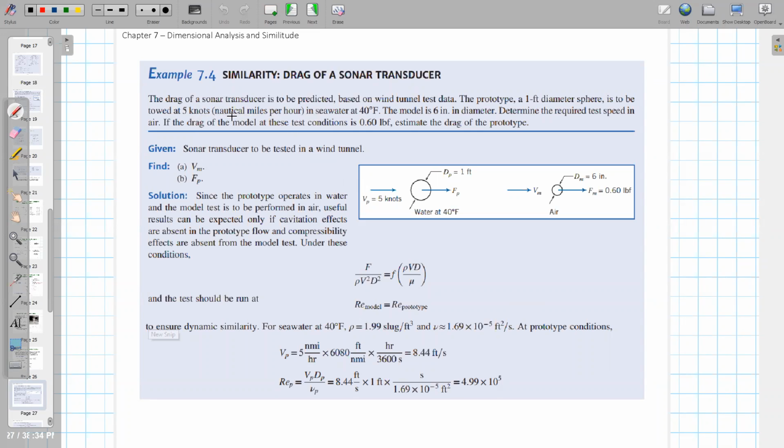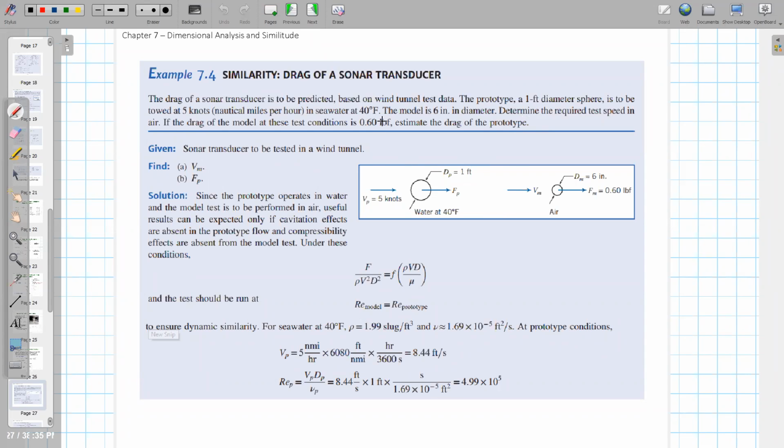So it's nautical miles per hour, and originally it's for this sphere in the water. Now we want to design a model sphere smaller than this one, but we put it into the wind tunnel. So we're using air to replace the water in the wind tunnel experiments. And so the problem is: what velocity should we use in the wind tunnel for the air, so that we can achieve the similarity between these two?